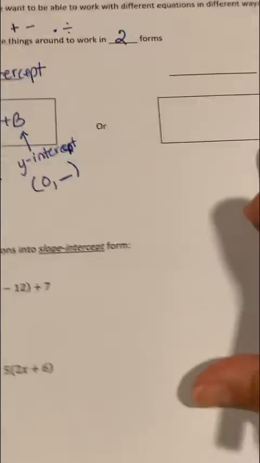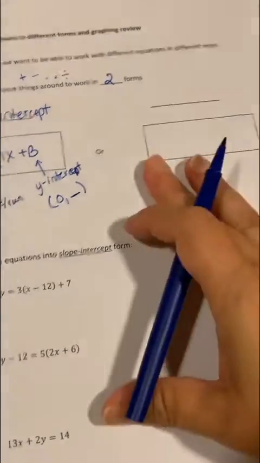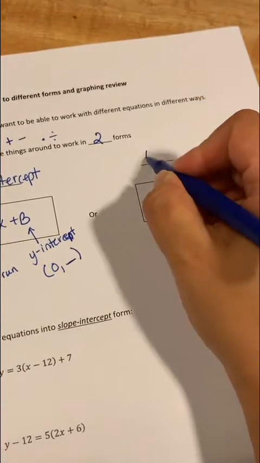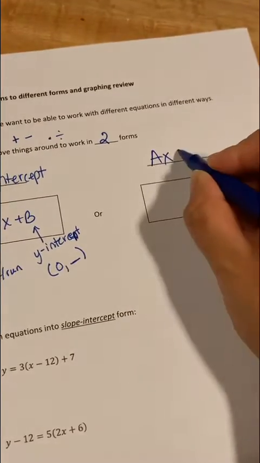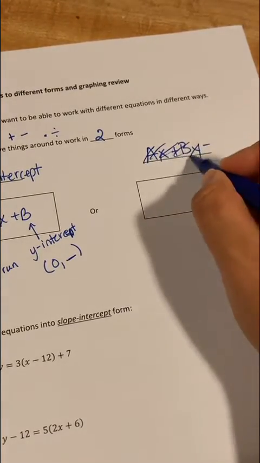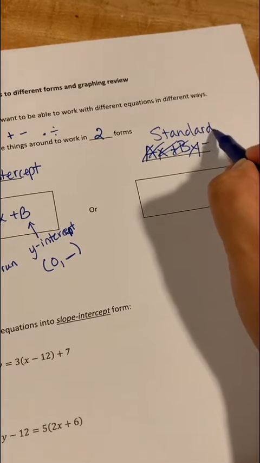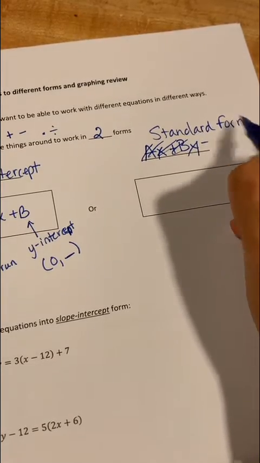The next one, I believe I did introduce in the notes a few weeks ago, but there's a lot of information going on. So here it is again. Ax plus By equals C. Oh, geez, what am I doing? This is called standard form. Okay, and these are just the names.